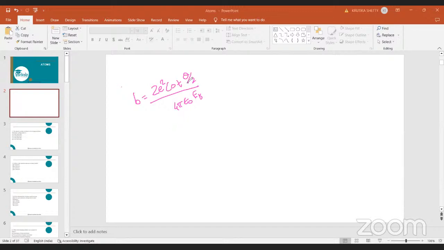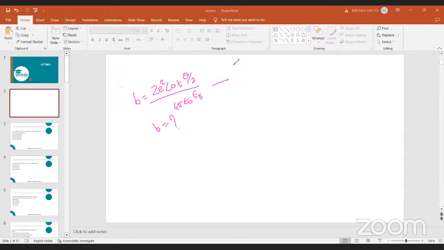Here we can substitute the value of theta and calculate the value of b, that is, the impact parameter. Based on this we have a question, which we will see later. Now just note down this formula if you are sitting with the book. The impact parameter and the angle of scattering are given by this relation.